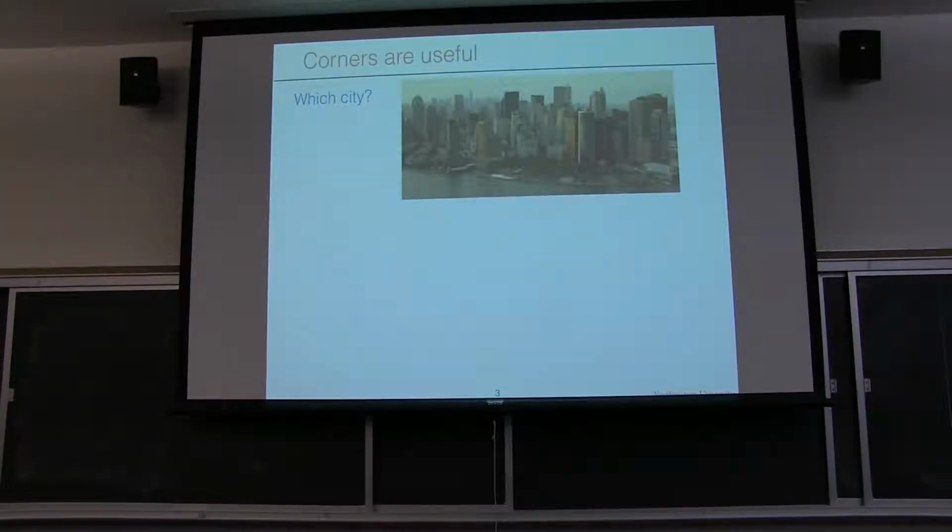All right, so why are corners useful, or why are the SIFT features useful, which are some kind of corner? Suppose I have an image like this, and I want a program to figure out which city this picture is of. Anybody recognize this city?